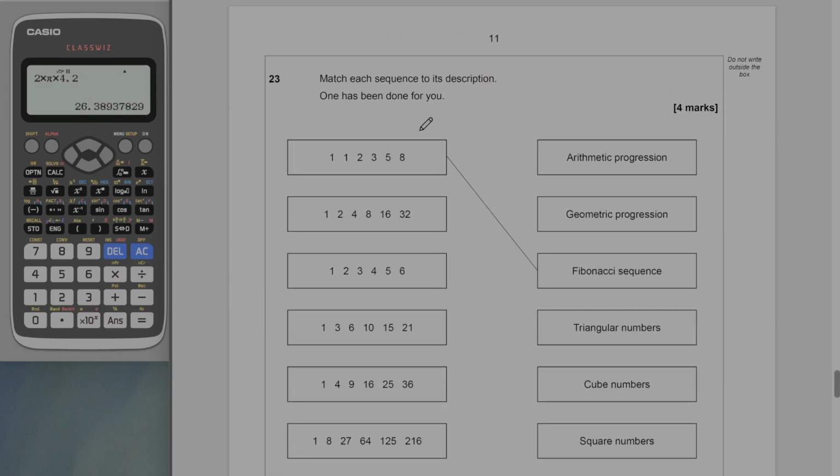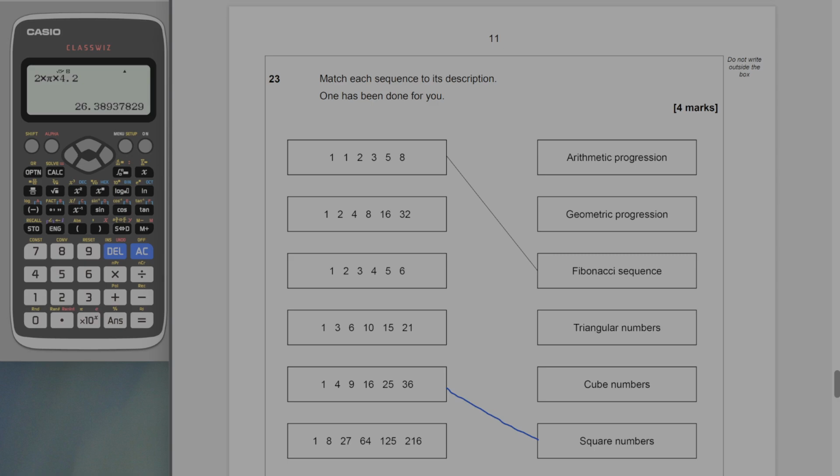Right, question 23. Match these to their description. So we've got a series of numbers and then types of sequences. I'm going to look at this side first of all, because I think that square numbers will be the easiest to spot. 1 squared is 1, 2 squared is 4, 3 squared is 9. So that's that one.